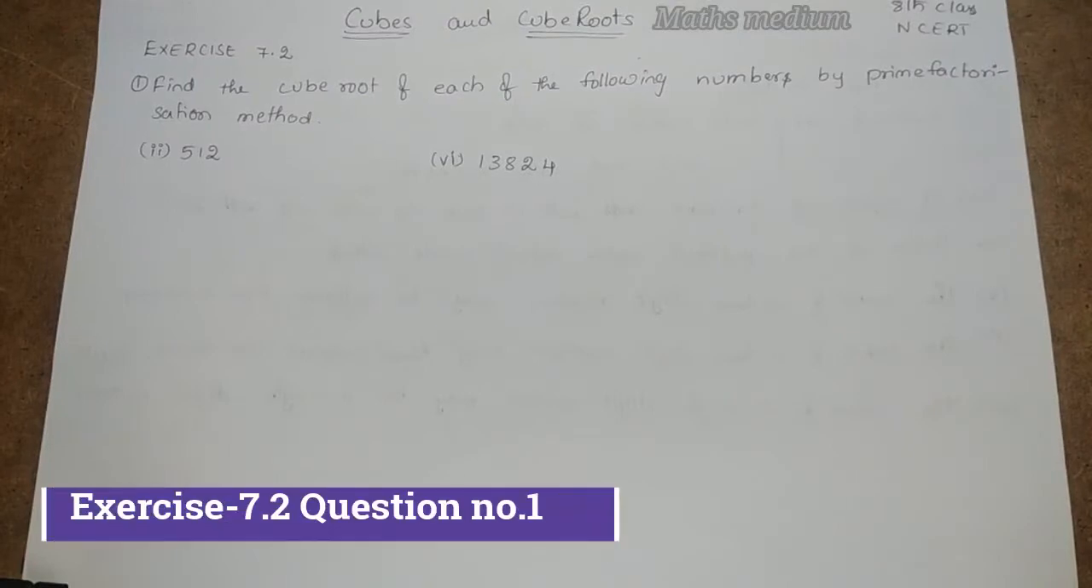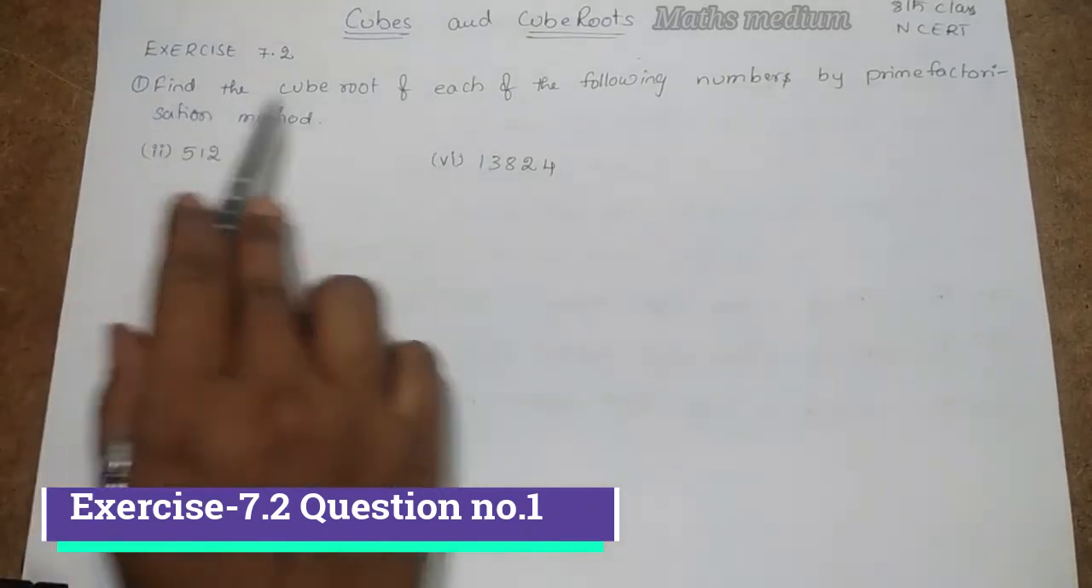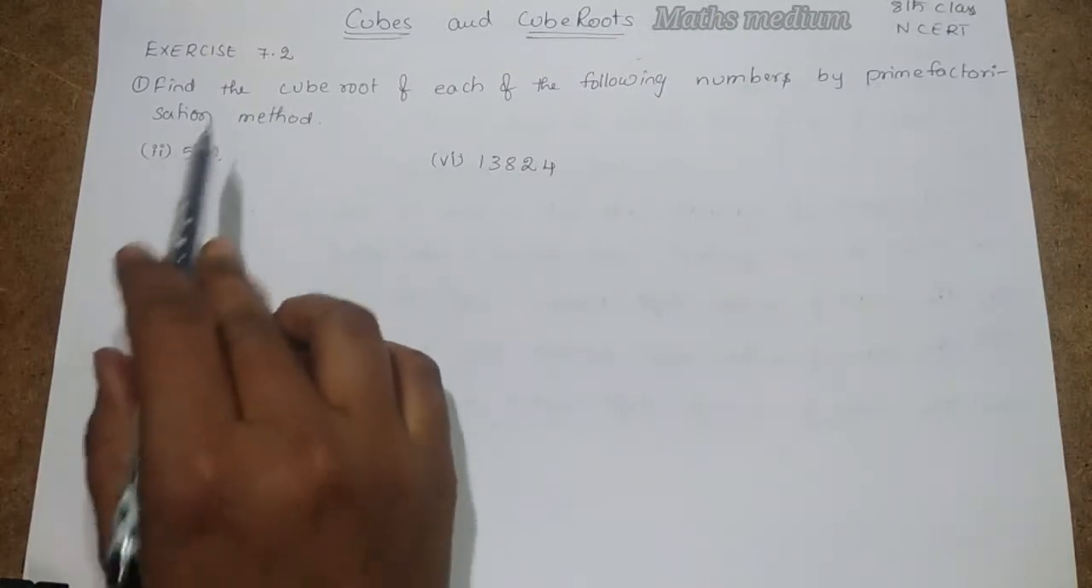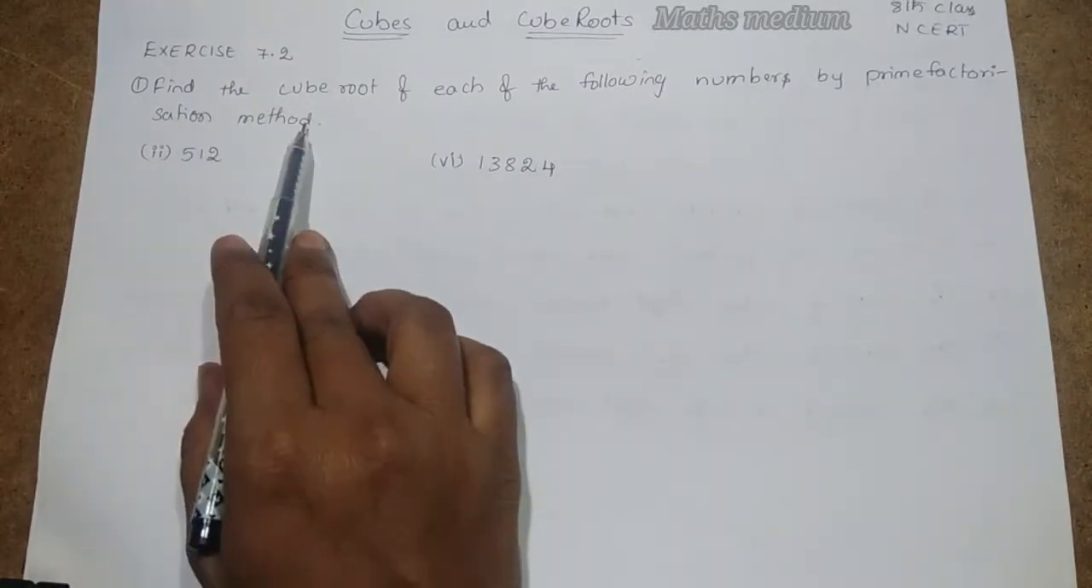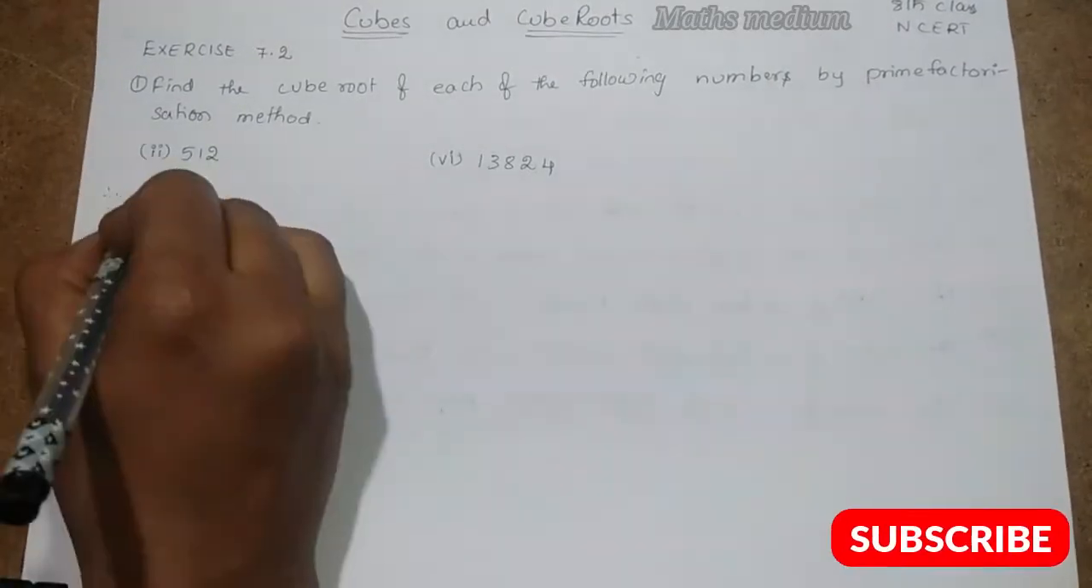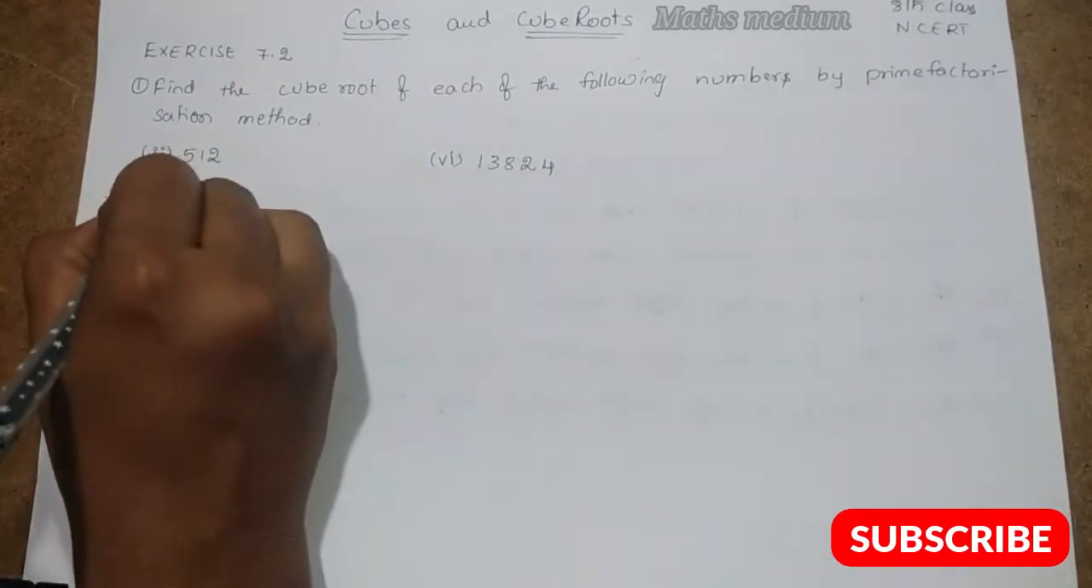Today I came with exercise 7.2 from Cubes and Cube Roots, 8th class NCERT. Question number 1. Find the cube root of each of the following numbers by prime factorization method. So here we are going to find the cube root of the given number through prime factorization. Therefore, let us do the prime factorization for 512.